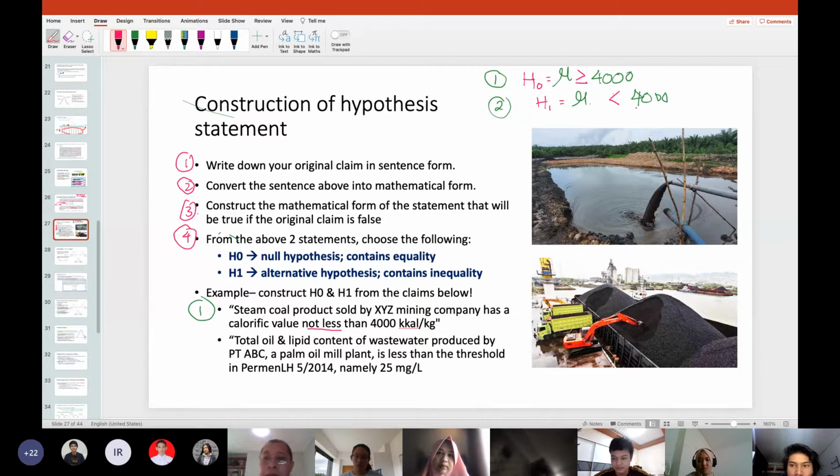Okay, but if you read the newer books, H0, the null hypothesis, is always written using the sign equal to, because that will avoid confusion when you draw the conclusion later on. So even though the original claim was mu larger than or equal to 4,000, when you change it into H0, you have to change the sign into equal.